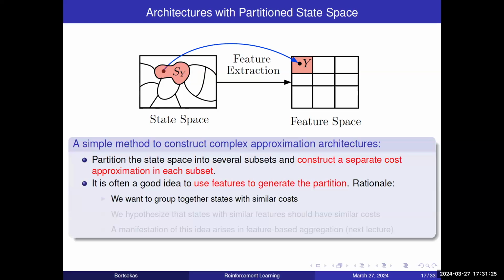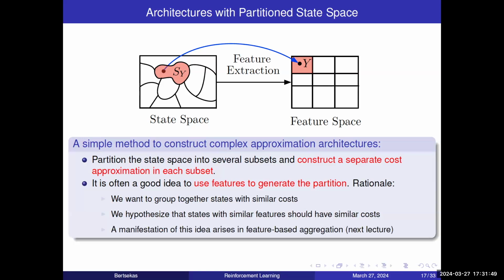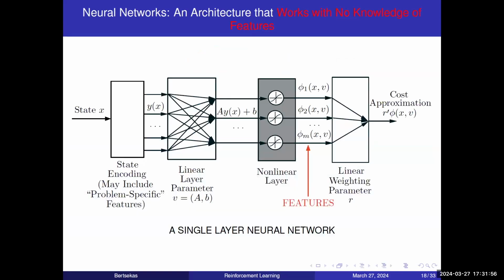And as you may recall, features typically capture the majority characteristics of the nonlinearity of the cost function. So ideally, states close in the feature space should have similar cost function. We hypothesize that states with similar features should have similar cost. And the manifestation of this idea arises in feature-based aggregation, which we're going to talk about in the next lecture.